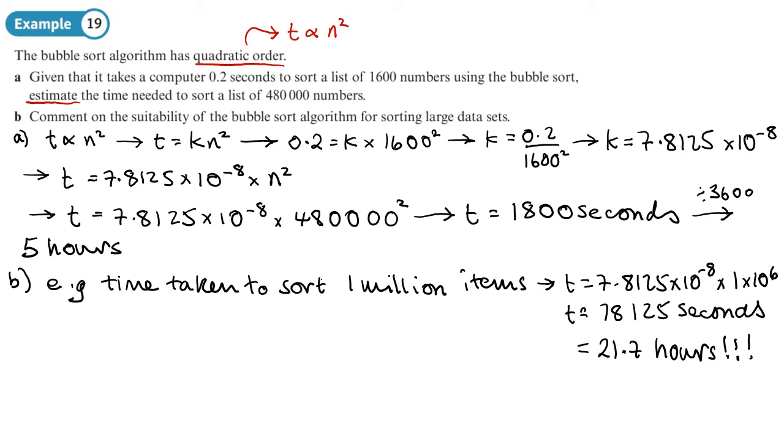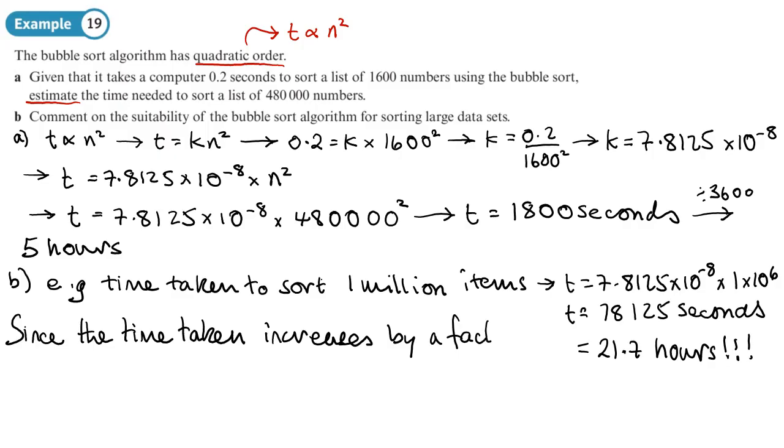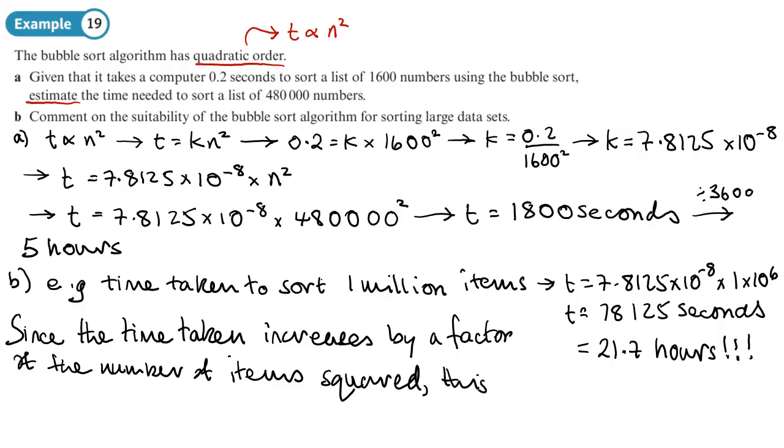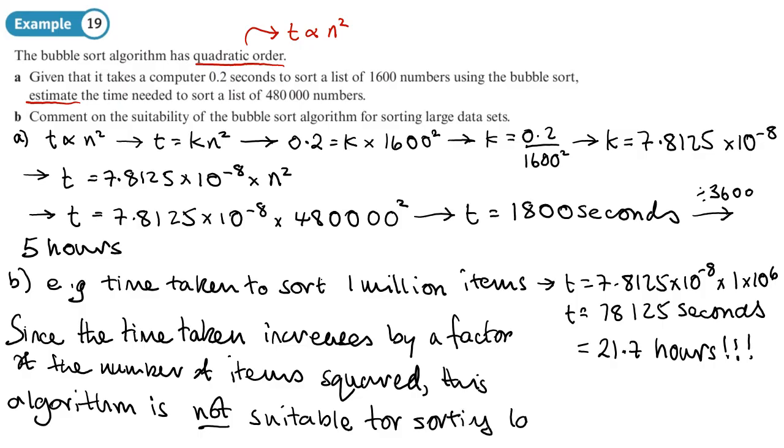So I will say that since the time taken increases by a factor of the number of items squared, this algorithm, the bubble sort, is not suitable for sorting large data items.